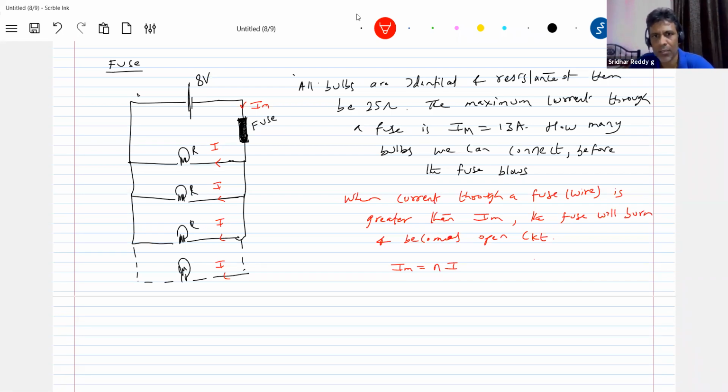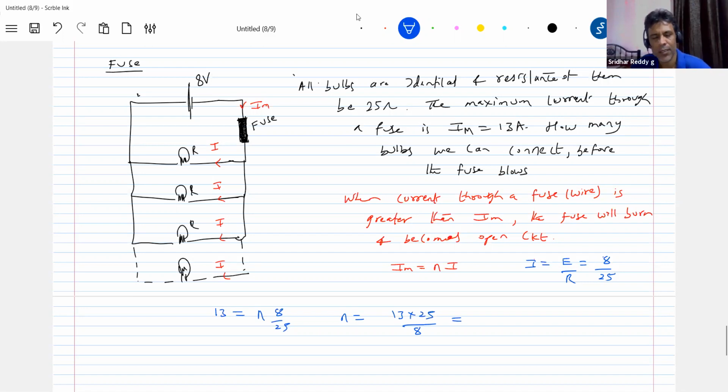So what is I equal to? I is equal to E by R. What is E? 8 volt. R is 25. So IM is given as 13. So 13 equals N times 8 by 25. So N equals 13 into 25 by 8.